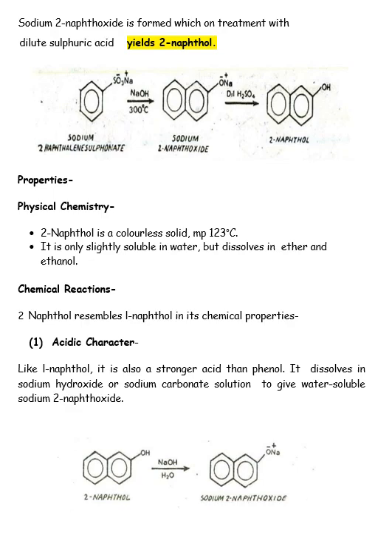Next, properties. Physical property. 2-naphthol is a colorless solid. The melting point of the compound is 123 degrees centigrade. It is only slightly soluble in water but dissolves in ether and ethanol. Next, chemical properties. 2-naphthol resembles 1-naphthol in its chemical properties. Next, acidic character. Like 1-naphthol, it is also a stronger acid than phenol. It dissolves in sodium hydroxide or sodium carbonate solution to give water-soluble sodium 2-naphthoxide.